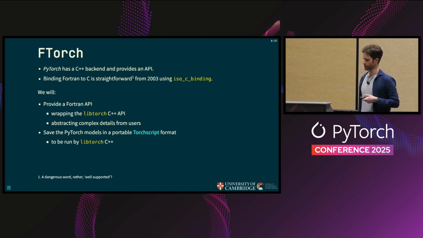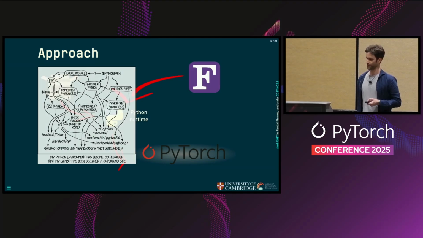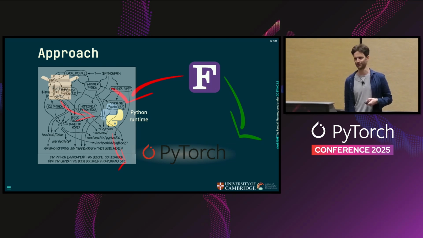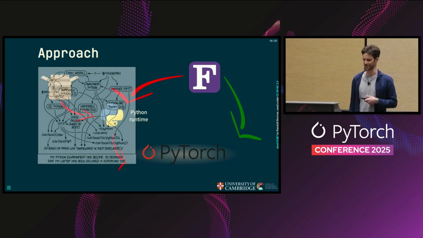All that users need to do is to output their machine learning models in TorchScript. There was a great talk yesterday about the deprecation of TorchScript, but it's fundamentally relatively simple. This can be run in C++ with libtorch, and we're good to go. So our approach is quite a simple one. We bypass Python entirely, and we go directly from Fortran to libtorch. And we avoid all of the headaches that can arise in high-performance computing or clusters etc. with Python, which I'm sure many of you know about.